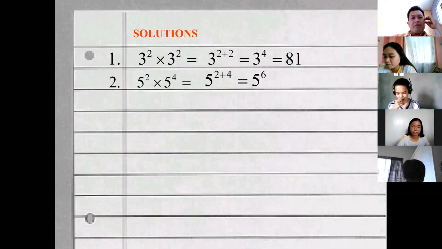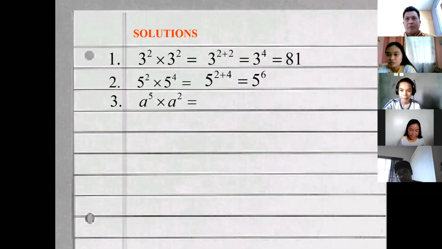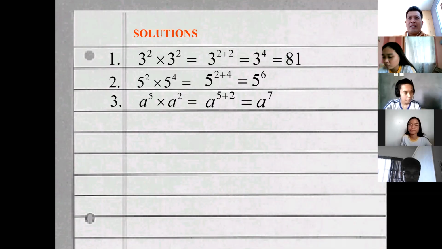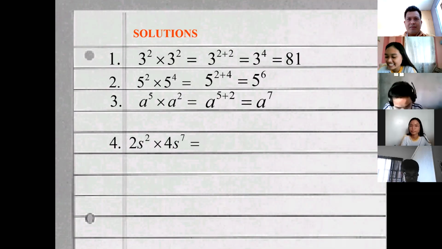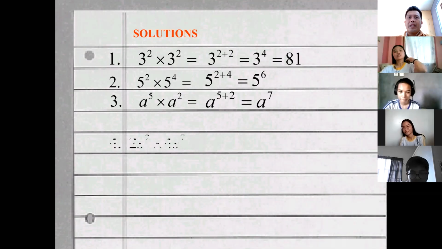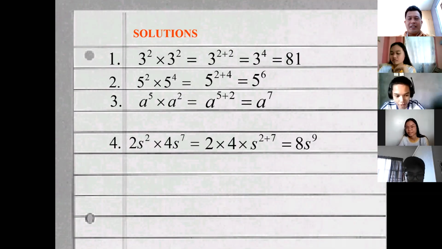Number 3, Bam. Is it Bam? Okay, Bam. A raised to the power of 7, sir. Very good. A to the power of 7 is correct. No need to simplify because you don't have the value of A here. Number 4, Al. Hello. Yes, Al. 8s to the power of 9. Very good. The answer is 8s to the power of 9.